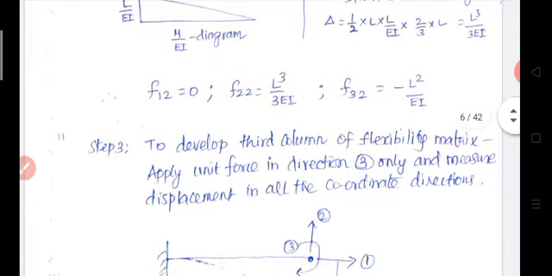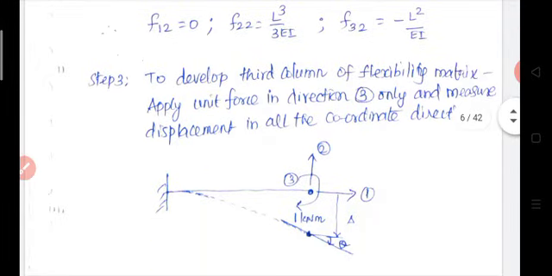The next step: to develop the third column of the flexibility matrix, apply a unit force in the direction 3 only and measure the displacement in all coordinate directions. In this case we have to apply a unit moment in the direction of 3, because this coordinate is represented as a moment. So we apply a unit moment at the free end, then again measure the displacement of joint B along coordinate direction 1, direction 2, and then direction 3.